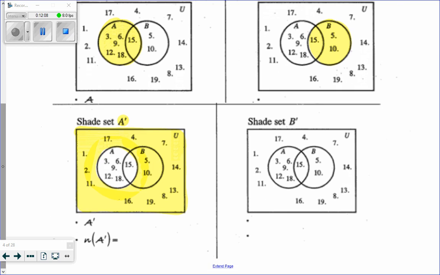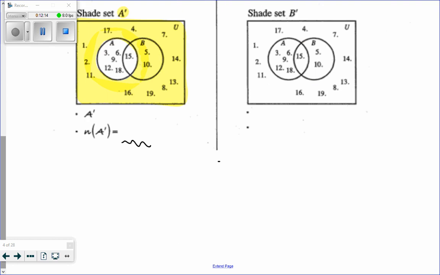So just as a little add-on, what does this N here mean? Number. So what are the number of elements not in A? Well, 1, 2, 3, 4, 5, 6, 7, 8, 9, 10, 11, 12, 13. So there's 13 elements that have been colored in outside of circle A.